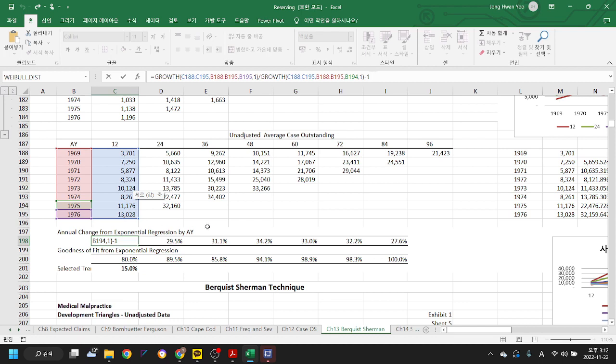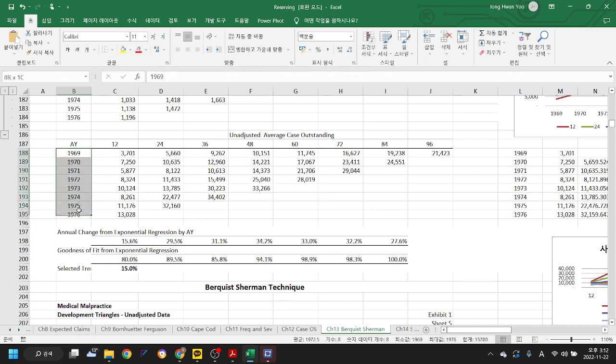And also a new thing. The reason why I put it like this is that I try to get the increase ratio. When you use exponential regression, each and every year, when you calculate the increase, the growth rate, they are all the same. That's why it captured like that.